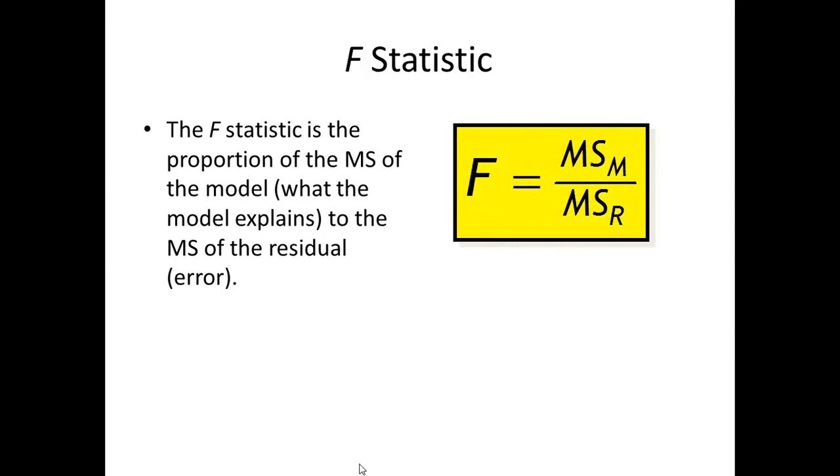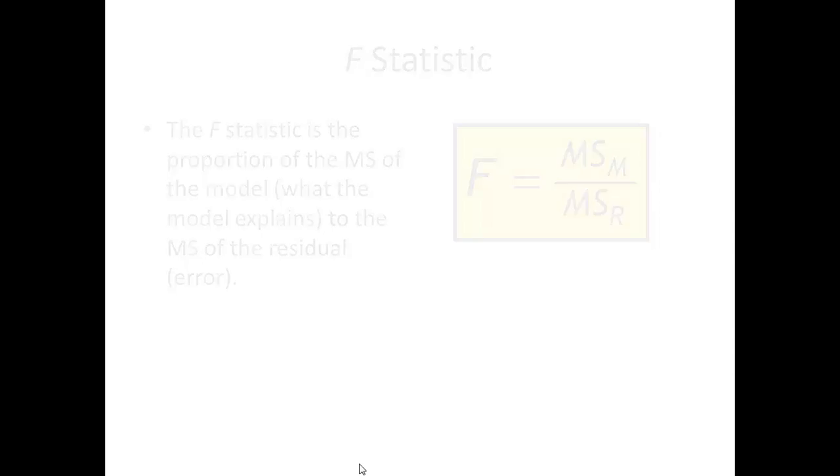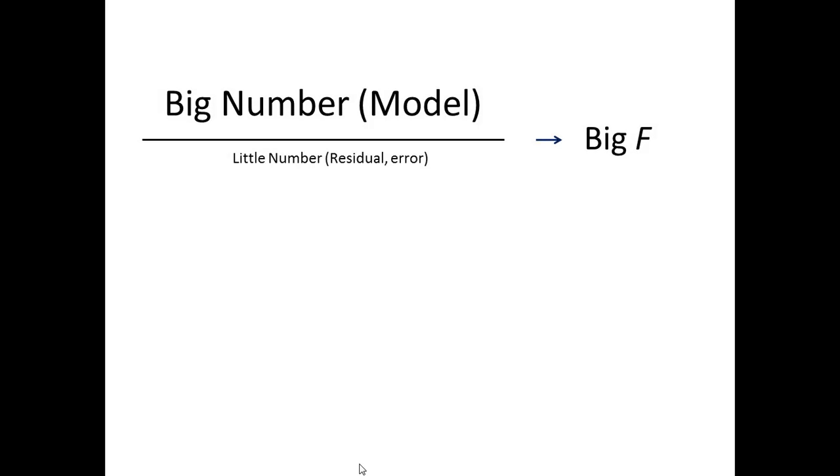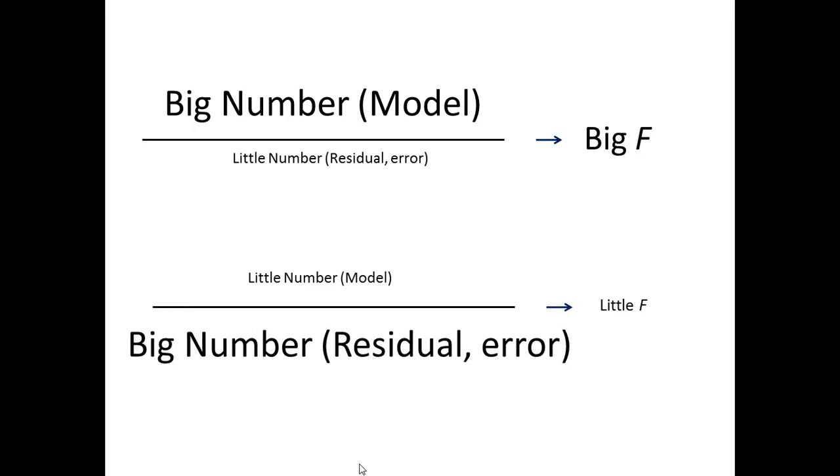The F statistic is the proportion of the mean squares of the model, in other words, what our model explains or our fit line, and the residual, or the amount of error in our model. Here's the important point. This is where I wish I had a drum roll. If our Anova is large, then we have little error.